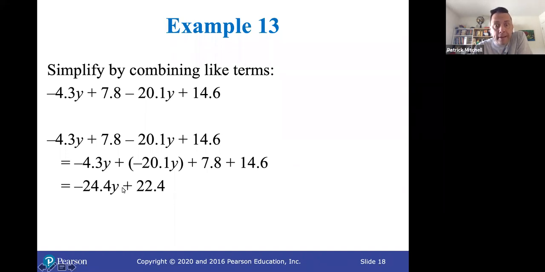And remember not to combine those two at the end. All right, that does not come out to negative 2y or anything. Those two just stay separate.